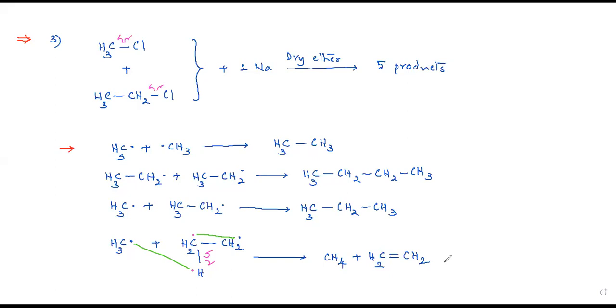So this is very interesting. People generally say that methane cannot be prepared by Wurtz reaction. No, it is very much possible. Look at how. You also got an alkene. See, this is your first product, the second one, the third one, then this is the fourth one, and this is the fifth one. So you get five products when you take a mixture of two different alkyl halides.